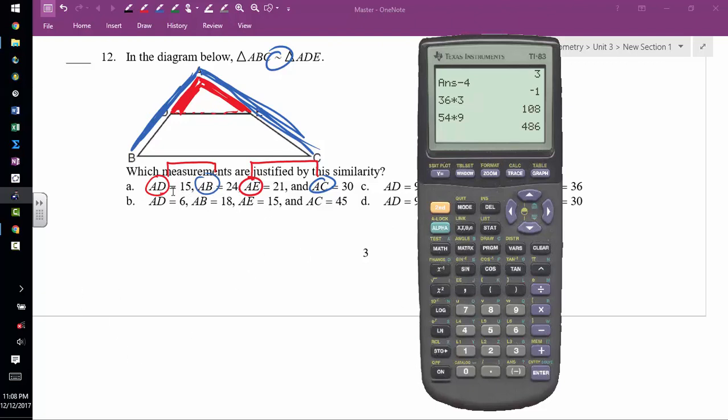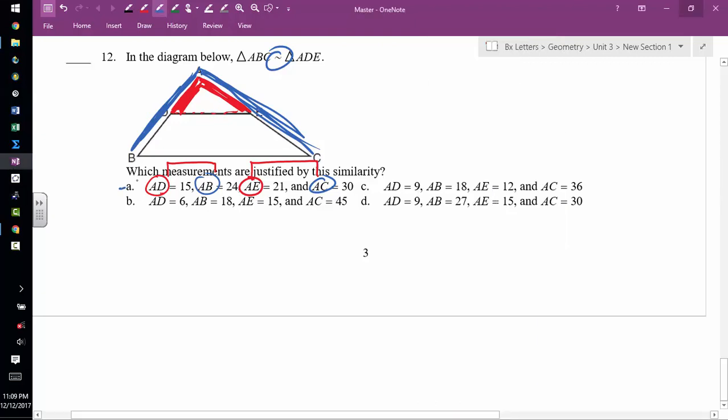Let's do 15, that first red, divided by 24, that first blue, the corresponding side. So 15 divided by 24. I'm going to hold that value in my calculator, and I'm going to do the next one. This 21 divided by that corresponding 30. 21 divided by 30. And I can see they're not equal to each other. They're different ratios. So if those ratios are different, then there's no way that those triangles are similar.